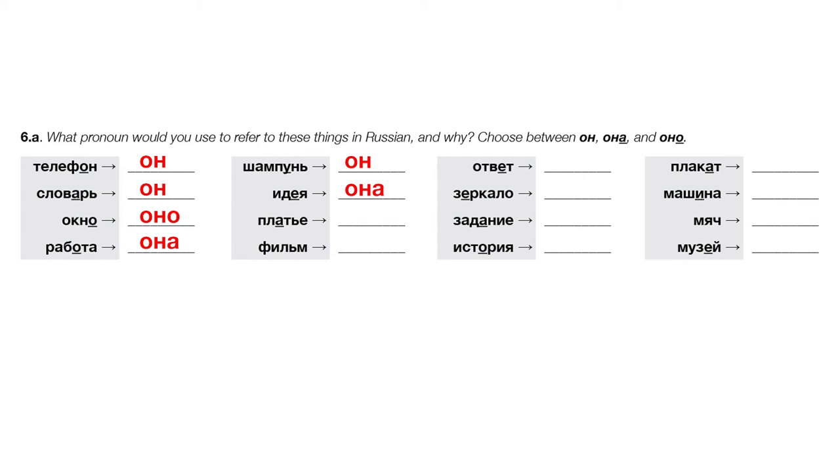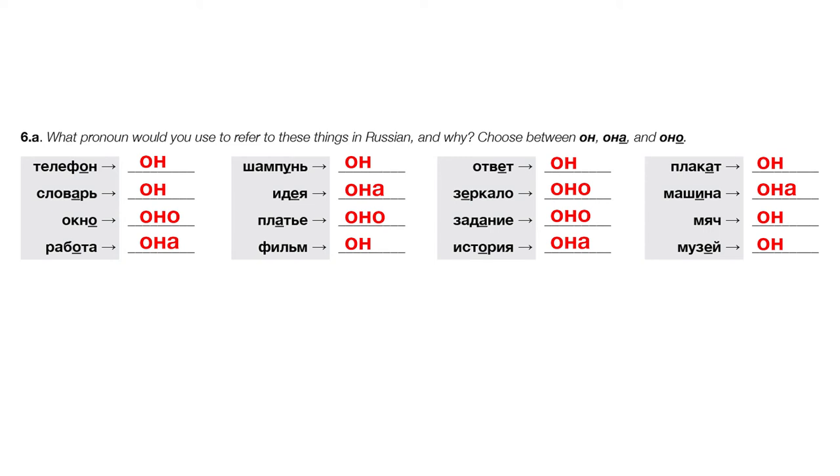Платье, оно. Фильм, он. Ответ, он. Зеркало, оно. Задание, оно. История, она. Плакат, он. Машина, она. Мяч, он. Музей, он.